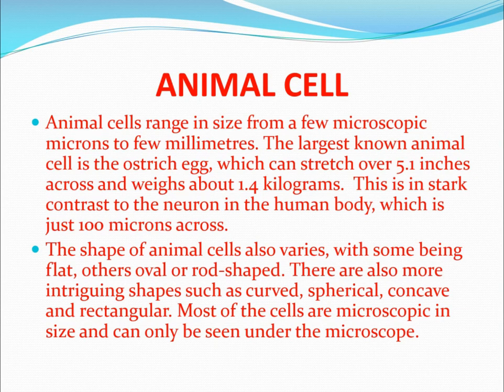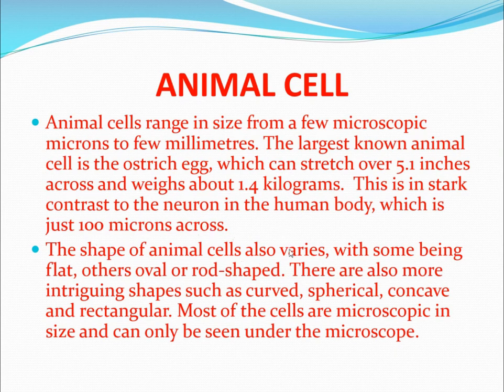Among all the egg-laying organisms in this biosphere, the egg cell of the ostrich is the largest, which can stretch over 5.1 inches across and weighs about 1.4 kg. This is in stark contrast to a neuron in the human body, which is just 100 microns across.